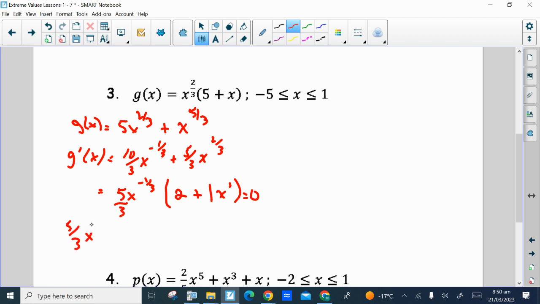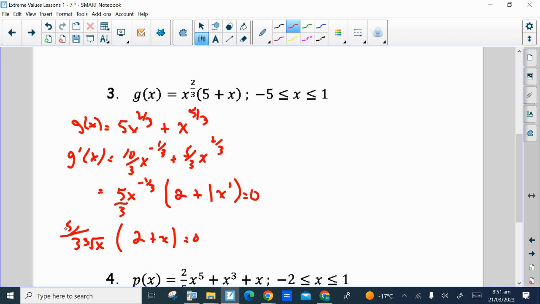The first one will be where 5x, well actually let's also do this. Let's write the denominator, let's write it with a positive exponent on the x. So the x would move to the bottom with the 3, and it would become cube root of x, bracket 2 plus x equals 0.